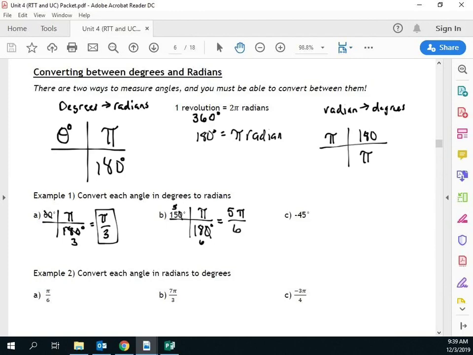The other idea is you put in your calculator 150 over 180. If you press enter, you get 5/6. You got to make sure to put the pi in there, though. Okay? The pi will always go on top.